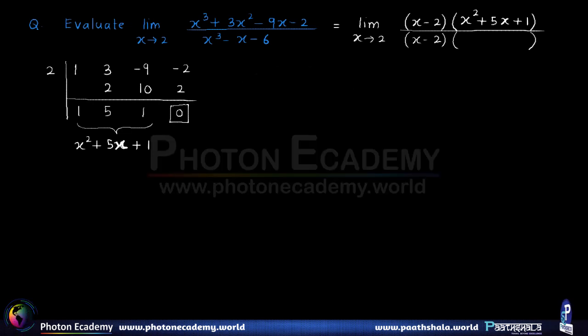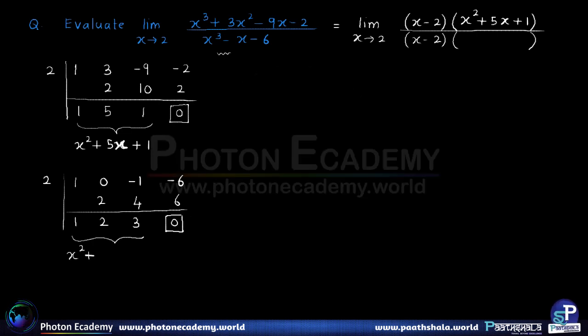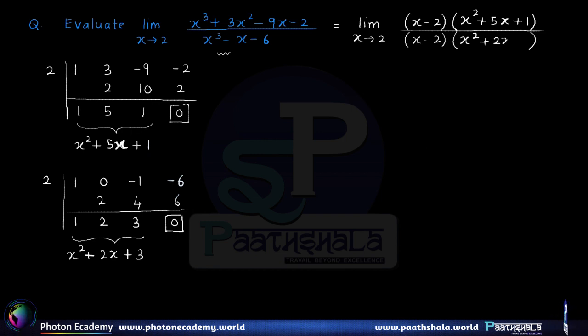Now let us divide denominator also by x minus 2. Now if you observe, in the denominator the quadratic term is missing, so its coefficient is 0. So we write the remaining coefficients and complete the synthetic division as before. Once again we get 0 remainder, and here the quotient is having coefficients 1, 2, 3, so that stands for x square plus 2x plus 3. Right. So that is what we write in the denominator. So that is x square plus 2x plus 3.